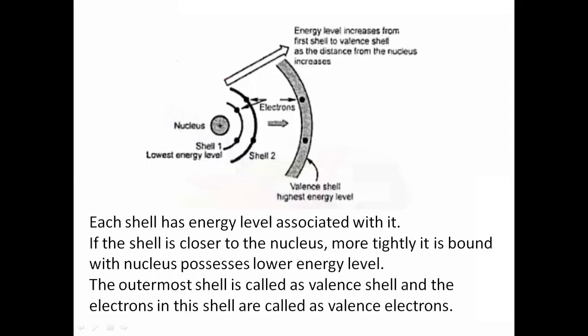I think you know this from your basic 10+1 classes. The electrons will be placed in different orbits, so we have different shells. Orbits or shells, both are the same. The electrons present in the outermost shell or orbit are considered valence electrons. The outermost shell is called the valence shell, and the electrons present in the valence shell are called valence electrons.